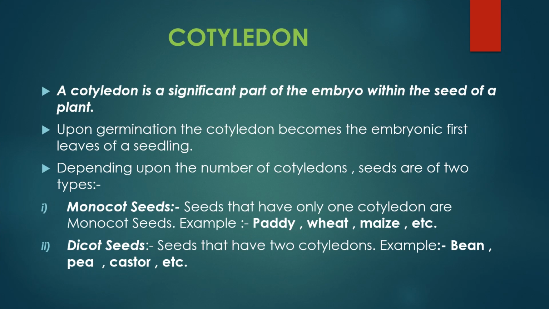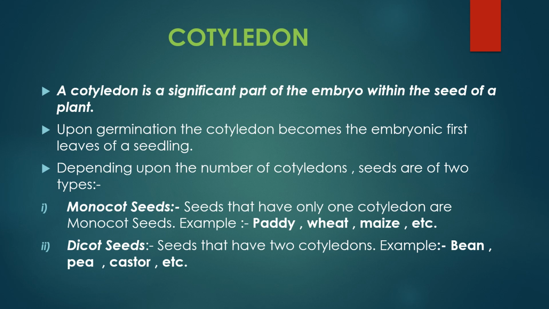One by one, the cotyledon. The cotyledon is that part of the seed which stores food for the baby plant. This is a very important function of the cotyledon. It is a significant part of the embryo within the seed of a plant. Upon germination, when the seed is germinated, the cotyledon will become the embryonic first leaves of a seedling.